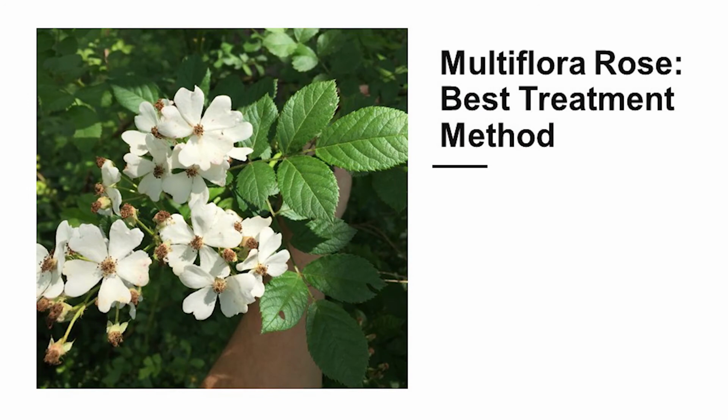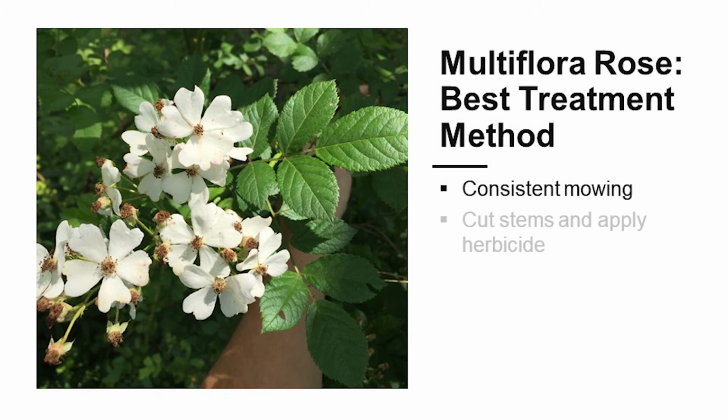Controlling Multiflora rose can be done by consistent mowing, although it has potential to puncture tires. It is much easier to control when identified early, before smaller plants grow into a thicket. A combination of cutting the stems and making a foliar or stem application of an appropriate herbicide like glyphosate is the best approach.